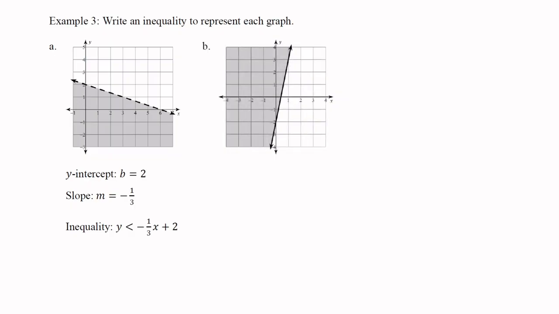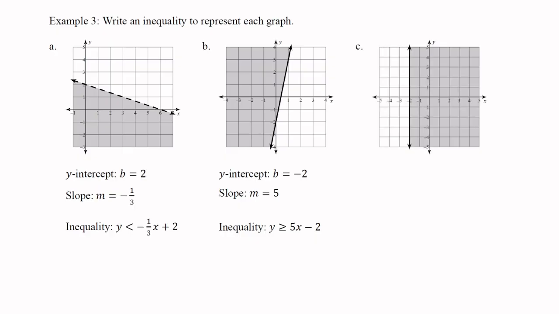For b, we have a y-intercept of negative 2. We have a slope of up 3, or I should say up 5, and to the right 1. So our slope is 5. And we have a solid line, so we'll have an equals to component, and because we are shaded above the boundary, it is going to be greater than or equal to. So our inequality is y is greater than or equal to 5x minus 2.